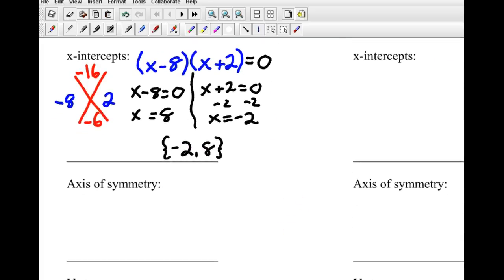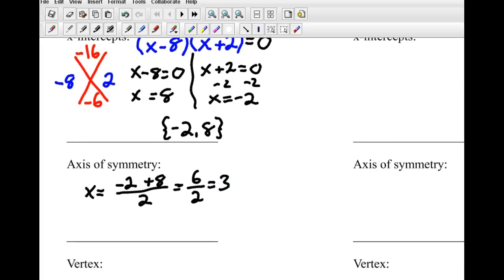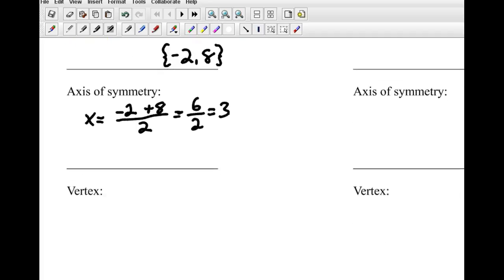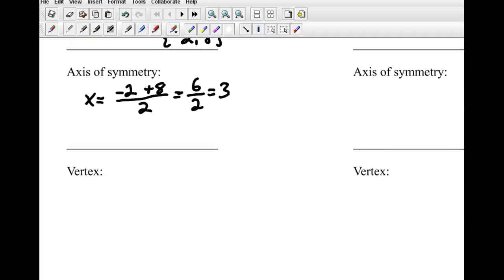We keep on moving. We find the middle of those two. So we have negative 2 plus 8. Find the middle by dividing by 2. Find the halfway point. Alright, so that's going to be 8 minus 2, which is 6. And 6 divided by 2 is 3. So axis of symmetry is 3. And we keep on going.